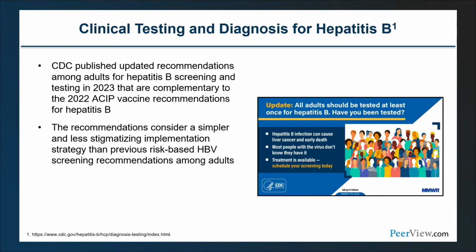Because of this, the CDC has published updated recommendations for hepatitis B screening and testing in 2023, which we're going to go over. These were an update to the immunization recommendations that occurred in 2022 for hepatitis B, which also were updated. And these recommendations are designed to provide a simpler level of care and less stigmatizing implementation than the previous risk-based strategies, which historically in the US have rarely worked. Universal screening seems to be effective for hepatitis C and, not surprisingly, for hepatitis B as well.